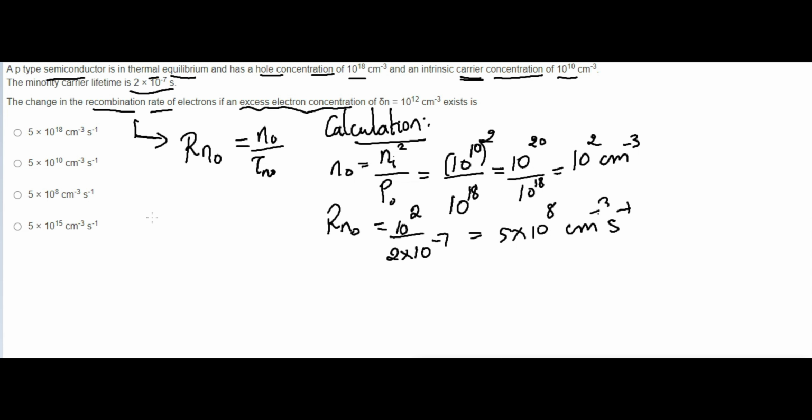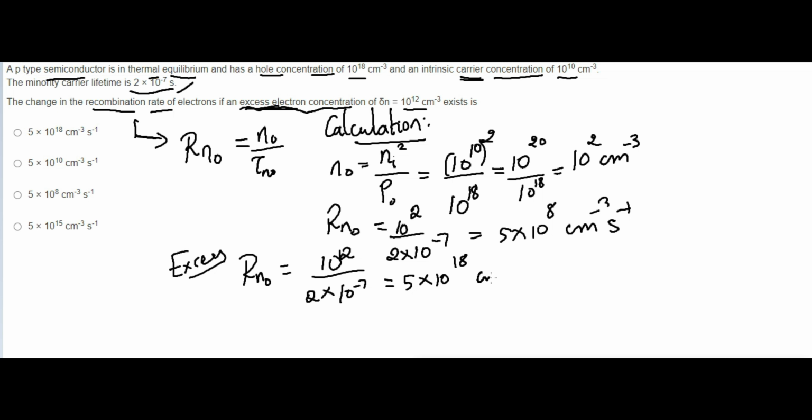So this is for normal. For excess I have to calculate, because here it is an excess electron concentration. So for the same formula, for normal it was 10^2, but for excess they have given 10^12. So it is 10^12 divided by 2 into 10^-7. If you do the calculation, you get 5 into 10^18 per centimeter cube second.